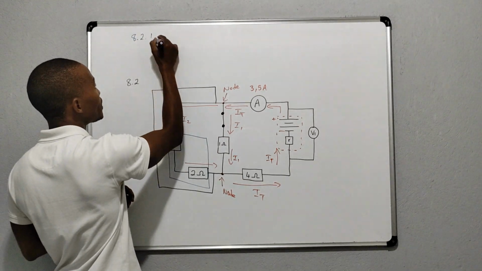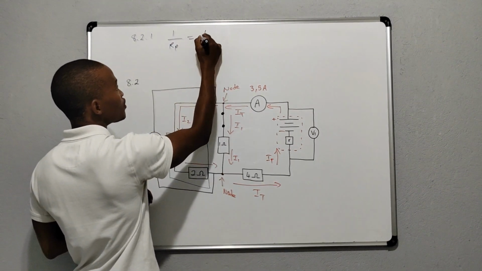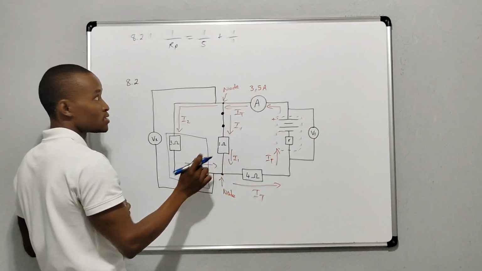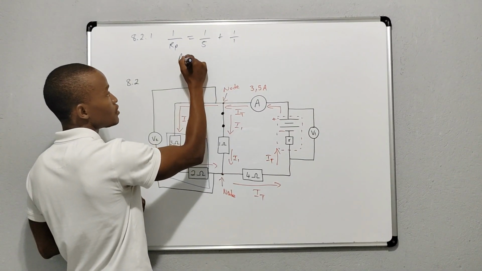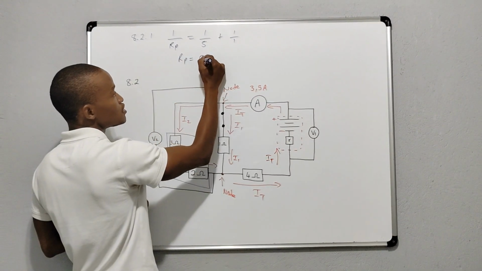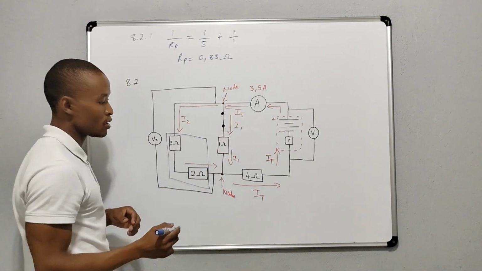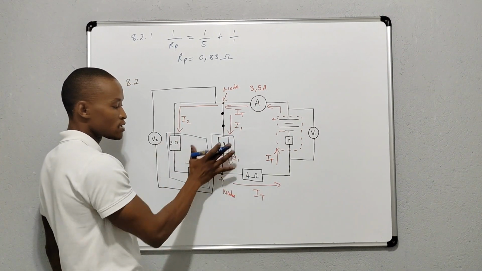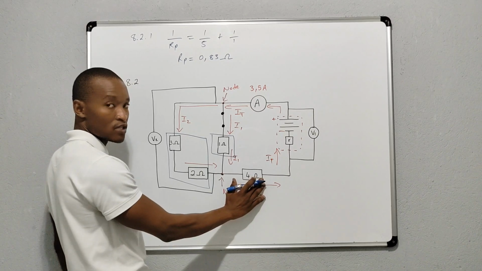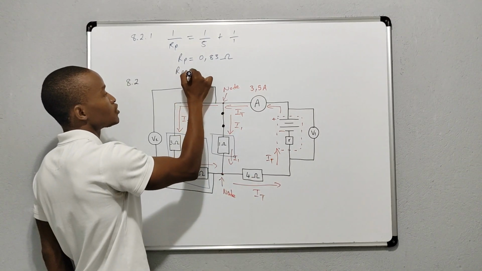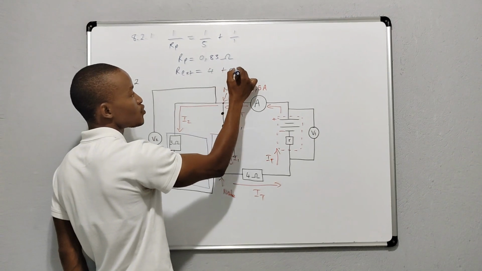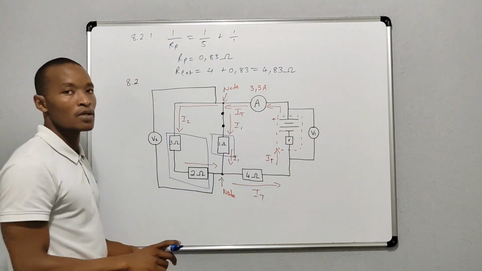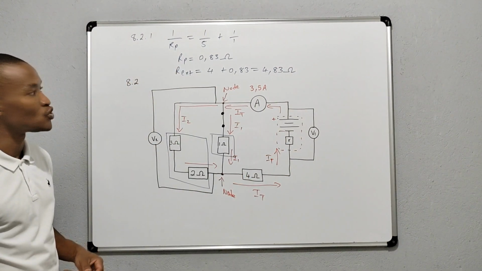So 8.2.1, we've got 1 over Rp is equal to 1 over 5, the 3 plus the 2, plus 1 over 1, okay? And if you do the maths there, your parallel resistance is 0.83 ohms, okay? So this takes care of this 3. So now if you have the total resistance for this 3, it will definitely be in series with the 4 ohm. So the total external resistance will be 4 plus 0.83, which is 4.83 ohms. Good. This takes care of 8.2.1.